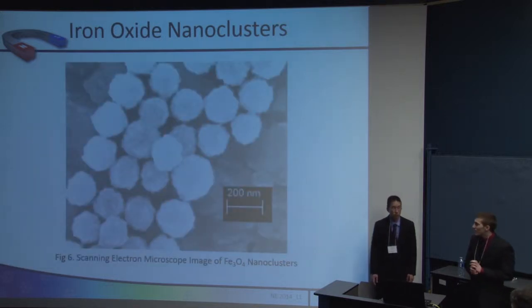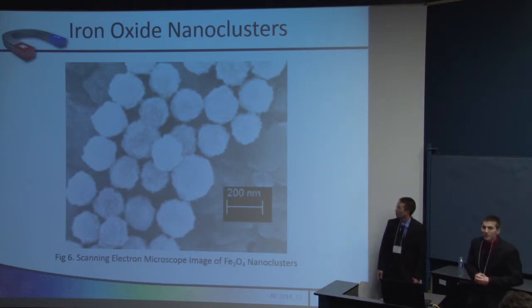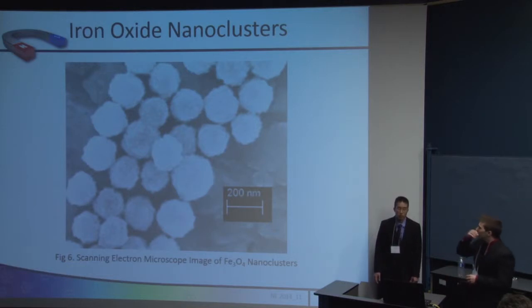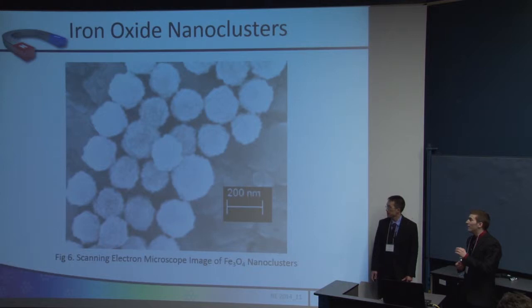We also examine them under scanning electron microscopy in order to confirm their morphology and make sure they were the shape expected. So we can see from this image that they are spherical and they're composed of smaller nanoparticles that form an aggregate cluster.